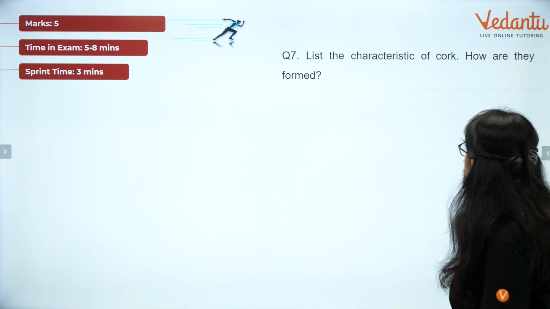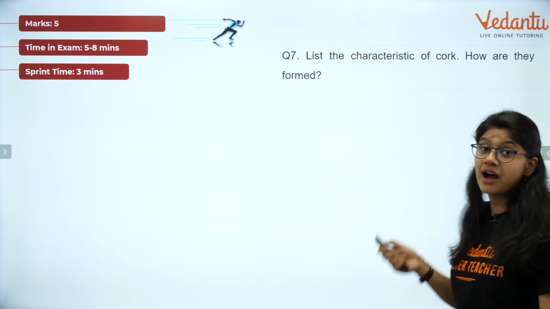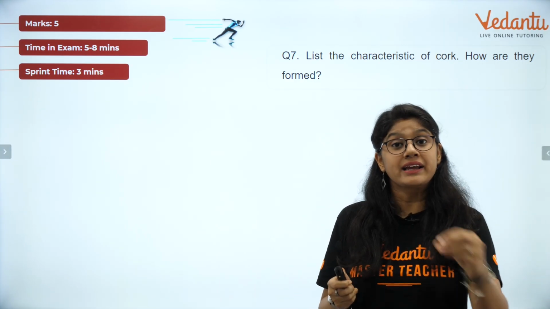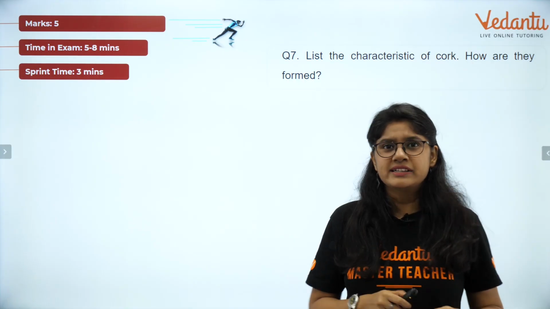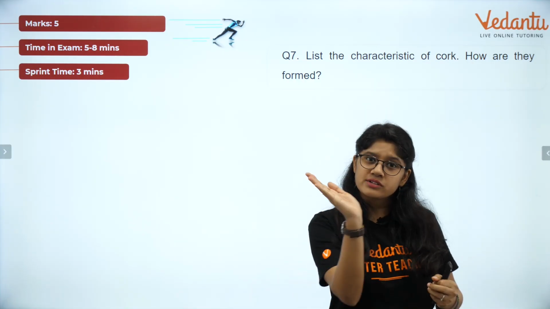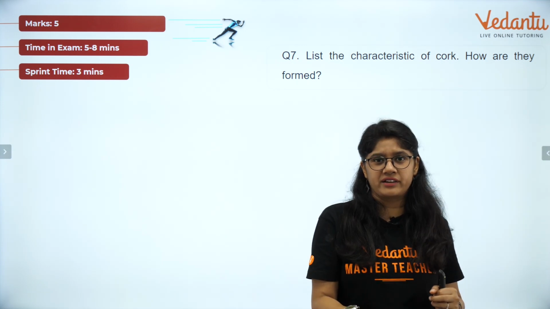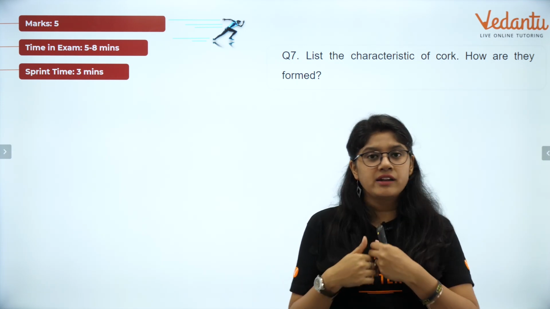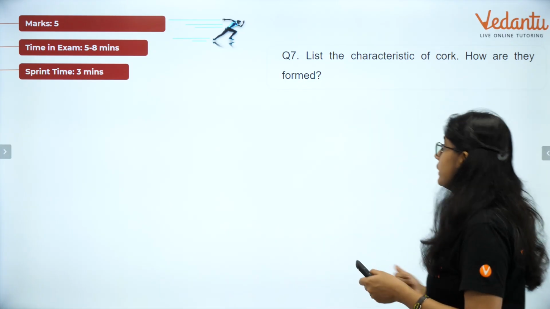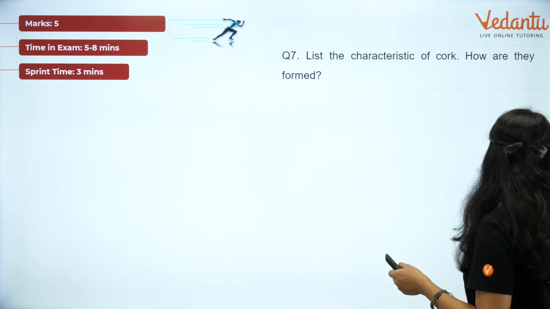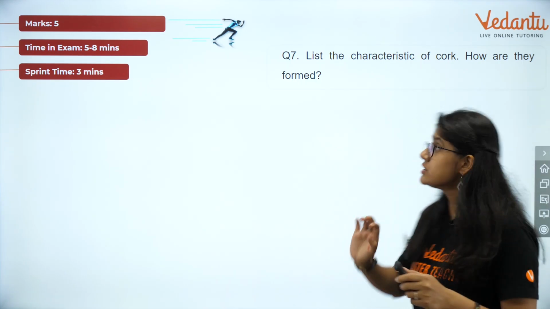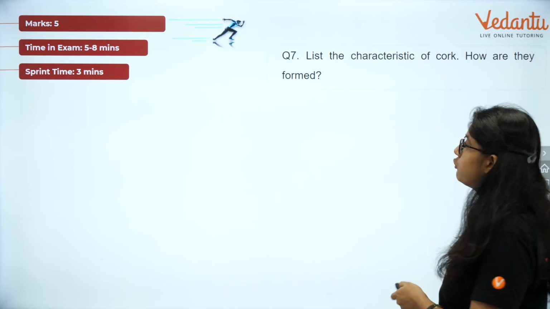List the characteristic features of cork and how they are formed. A very important and usually neglected topic from the tissues. This is there in your NCERT with the last few plant tissues. Just before that, they have just given a few paragraphs. Very dry topic, and we don't even consider it in studying, but it's a very important topic over here. So what we have to do, let's see. So we have to list the characteristic features of the cork and how it is formed.